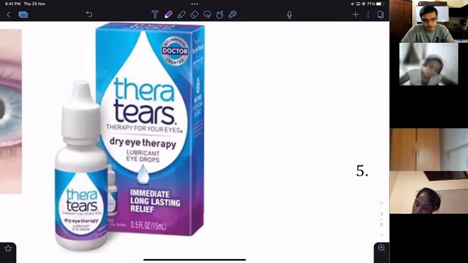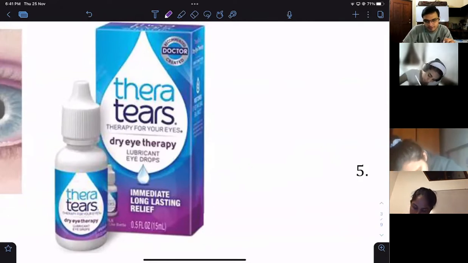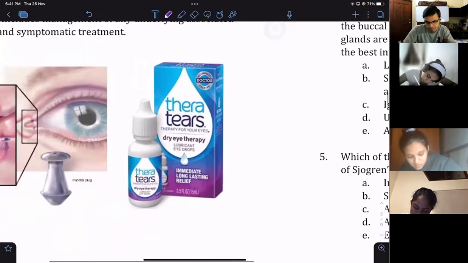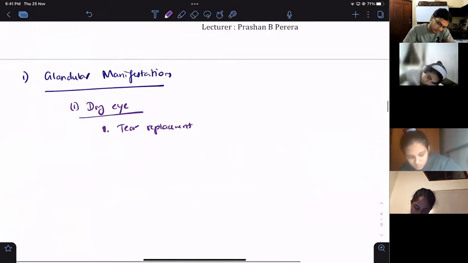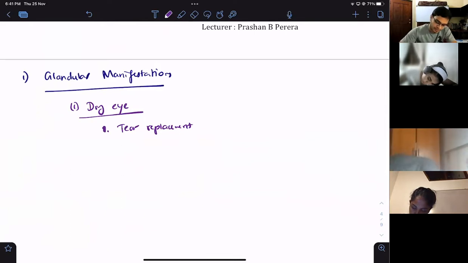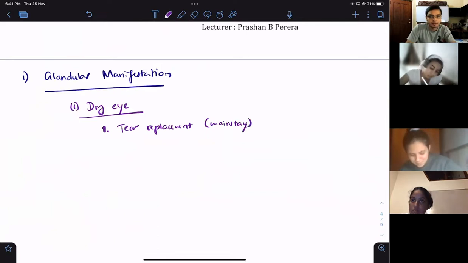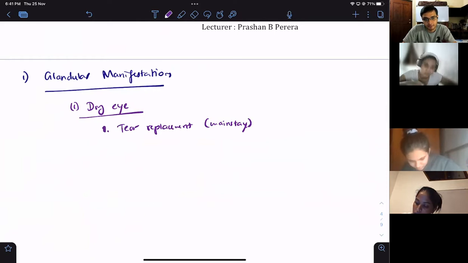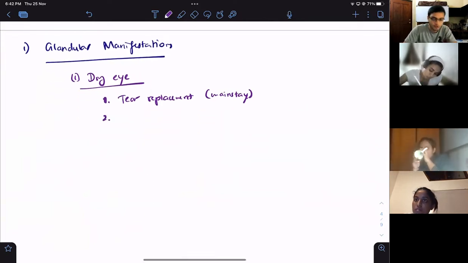Here I have put a picture for you all. These are just preparations, basically artificial tears. They can contain some forms of mucin. They are basically made in the laboratory. Artificial tear replacement is the mainstay of therapy for dry eye. Apart from that, guys, what else can we do?